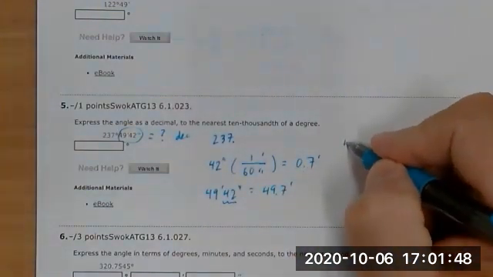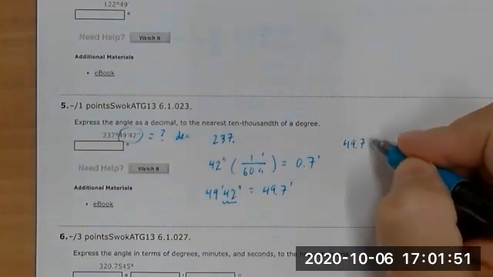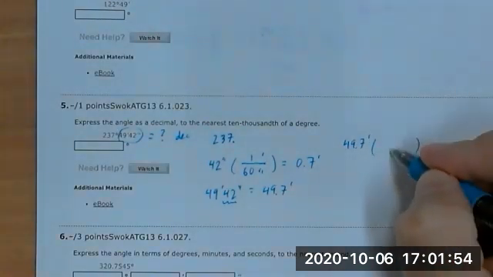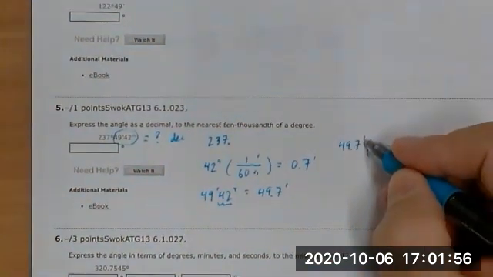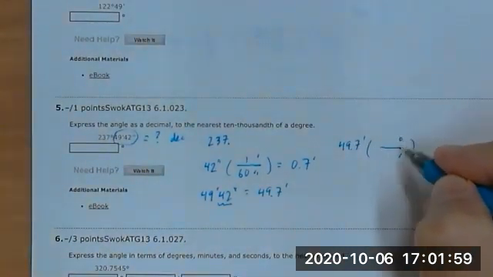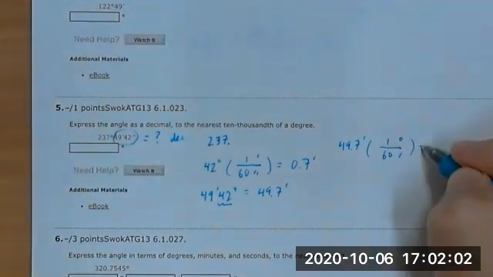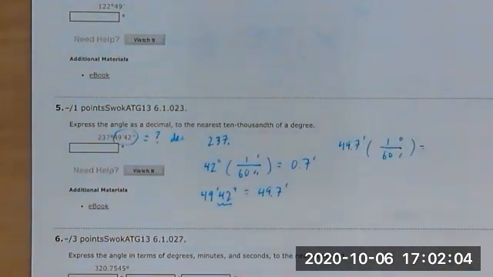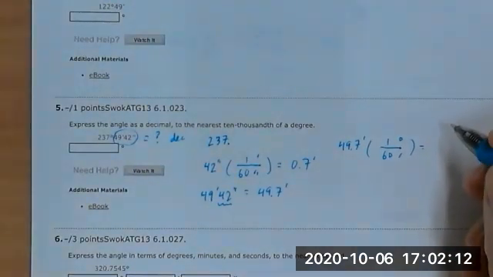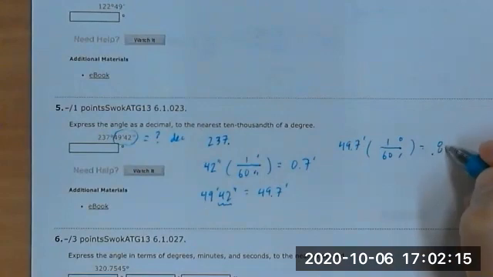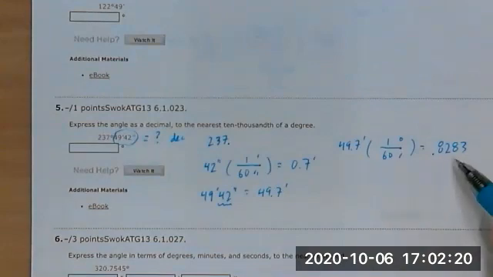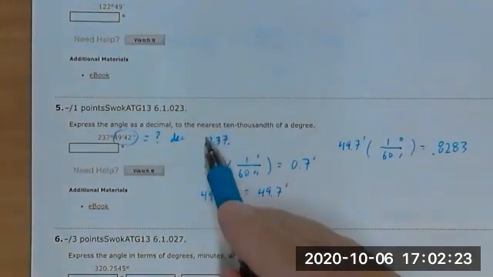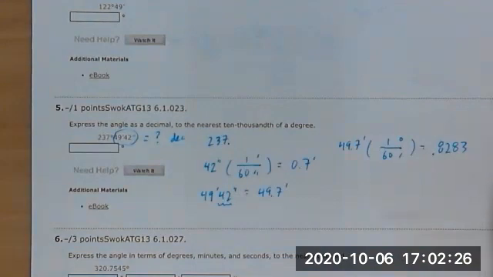But now I want to take this 49.7 minutes and convert it into degrees. So I start with minutes on the top, minutes, degrees, 60 minutes in 1 degree, 49.7 divided by 60. Let me write down all these digits and we'll see what kind of answer they want. 0.8283. Now they want me to round to the nearest 10,000th of a degree.